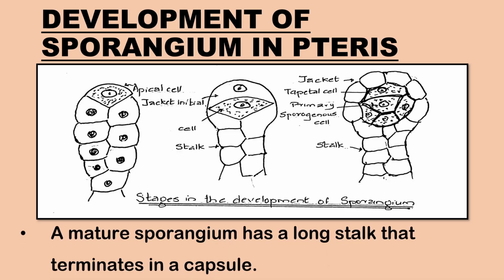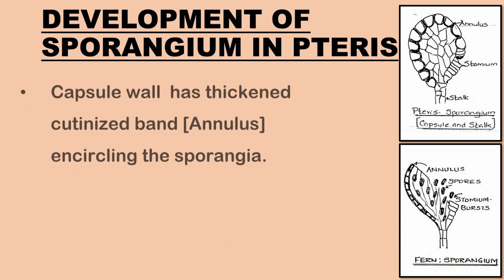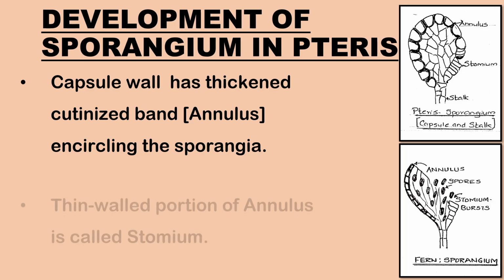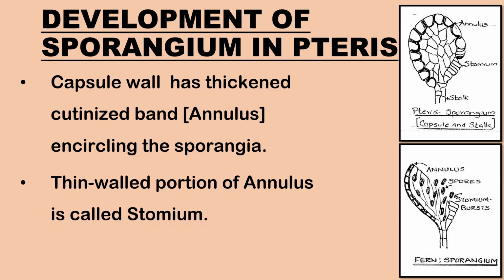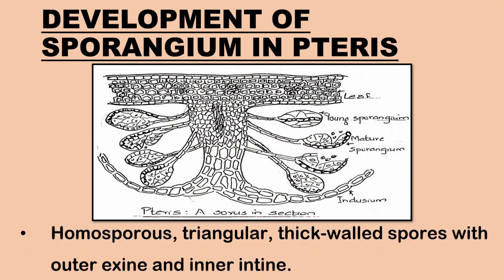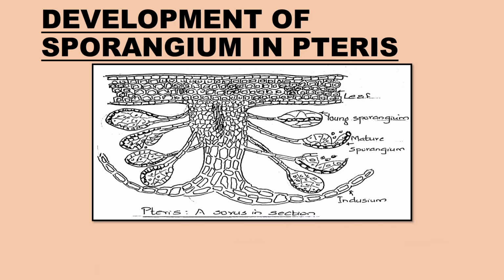A mature sporangium in Pteris has a long stalk that terminates in a capsule. The capsule wall is thin but has a thickened cutinized band or ring called the annulus, which encircles the sporangia. The radially arranged thin-walled portion of the annulus is the stomium. The spores are homosporous, triangular, thick-walled, with a sculptured outer exine and inner intine.